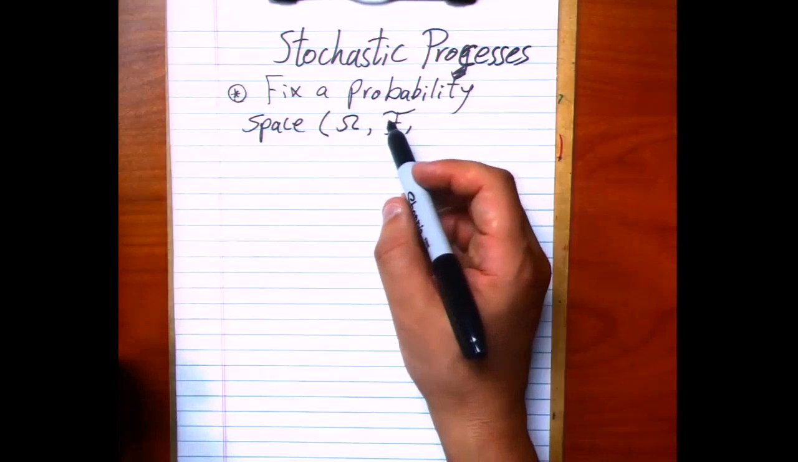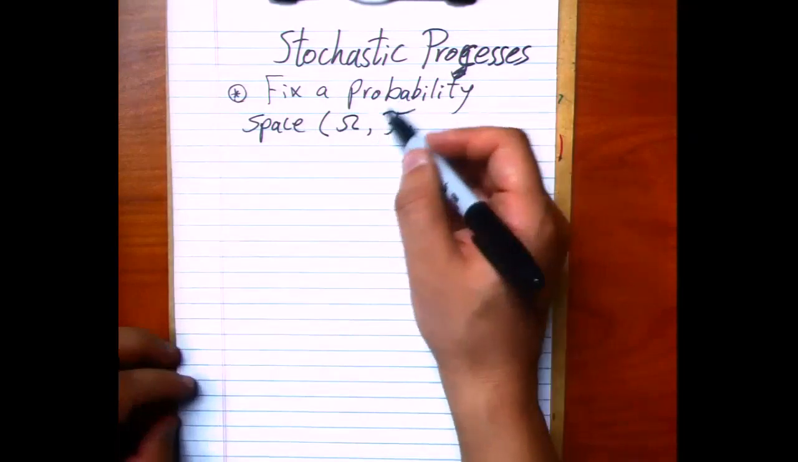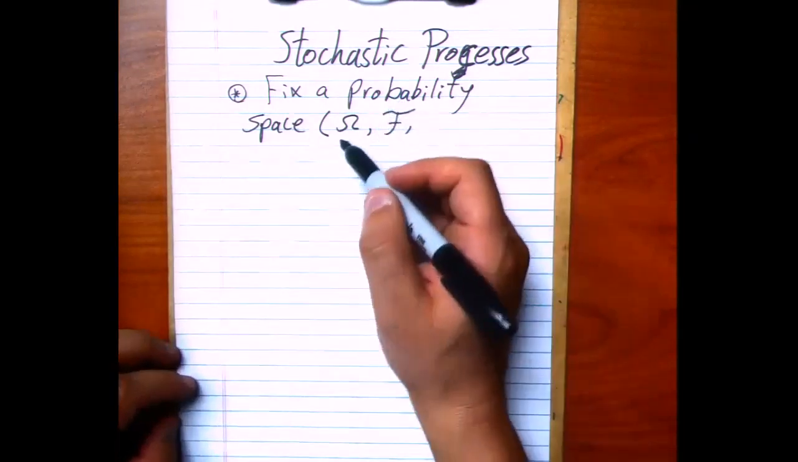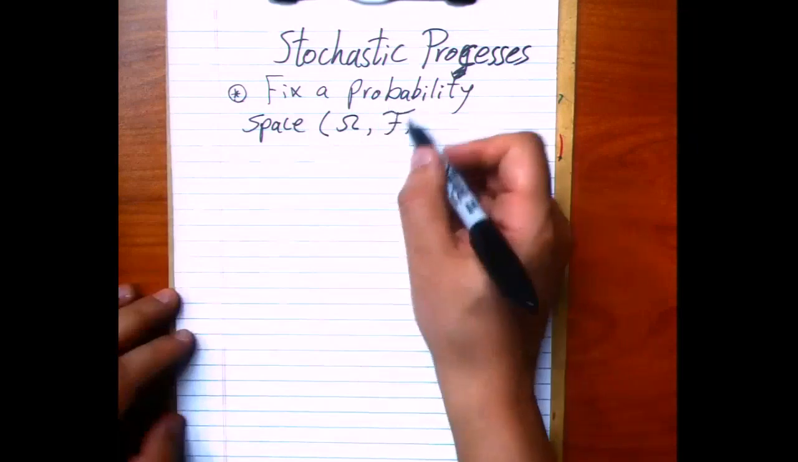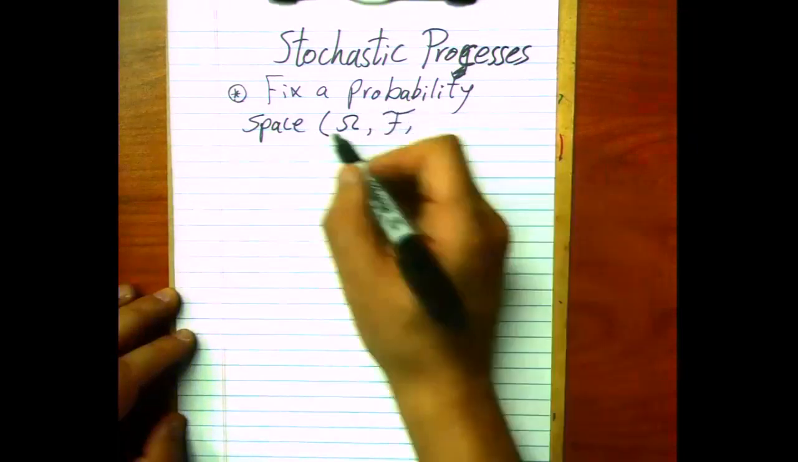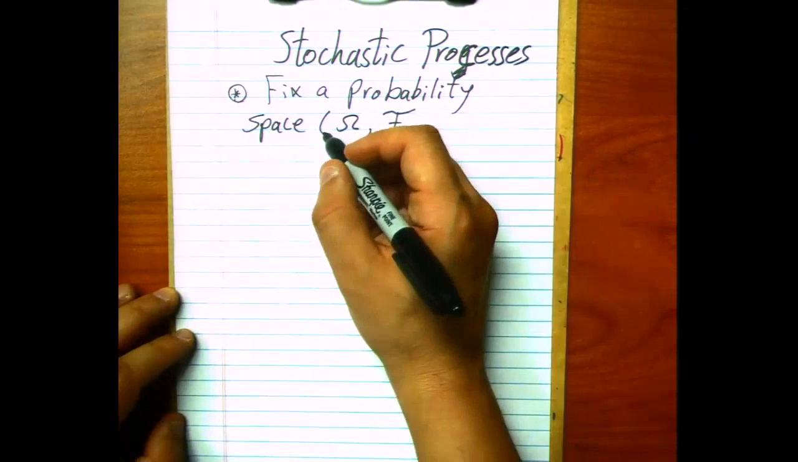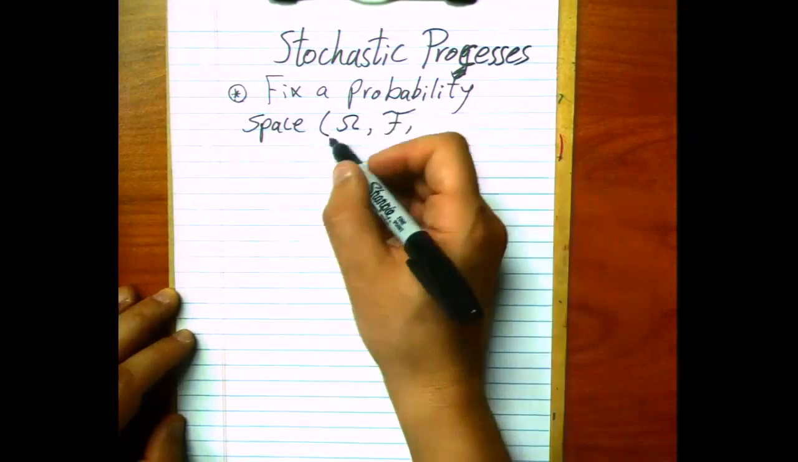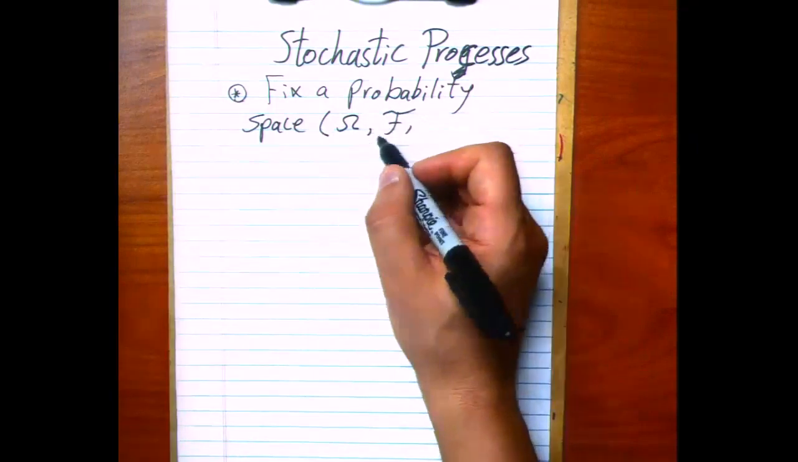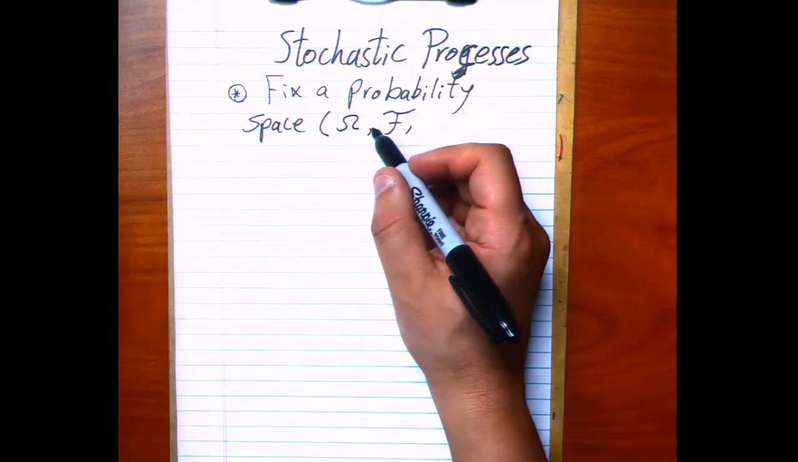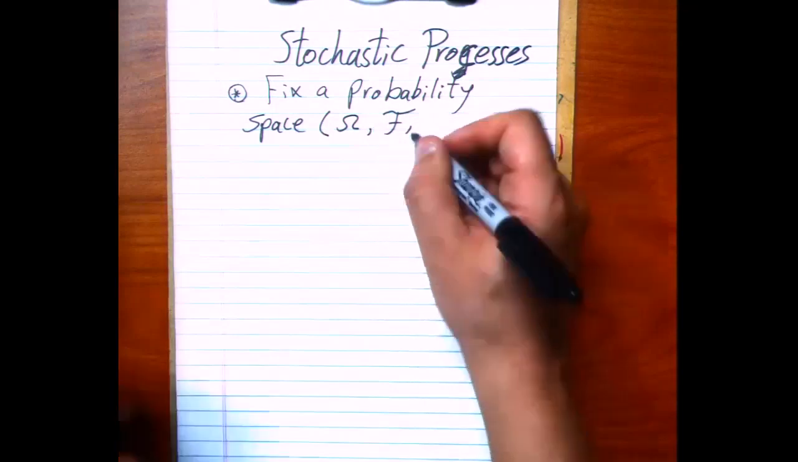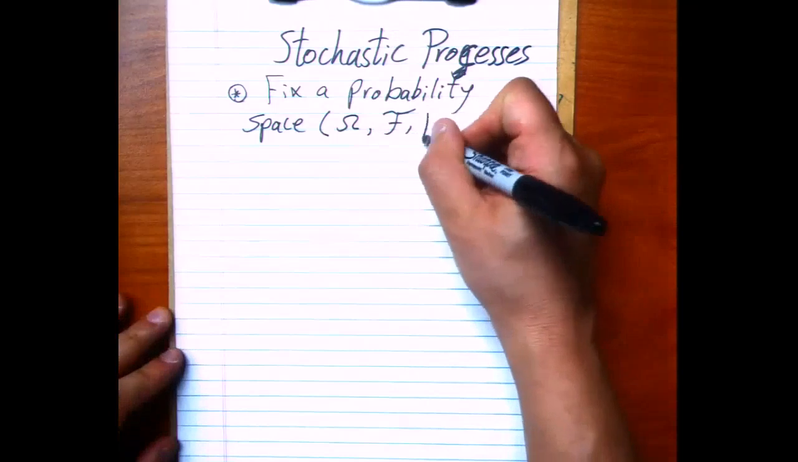But here we might restrict to a smaller one. It's not the whole power set. So let's just fix this. These are just technicalities. Omega is the sample space. F is the sigma algebra, which is the family of all events. And then there is a measure. We call it probability.